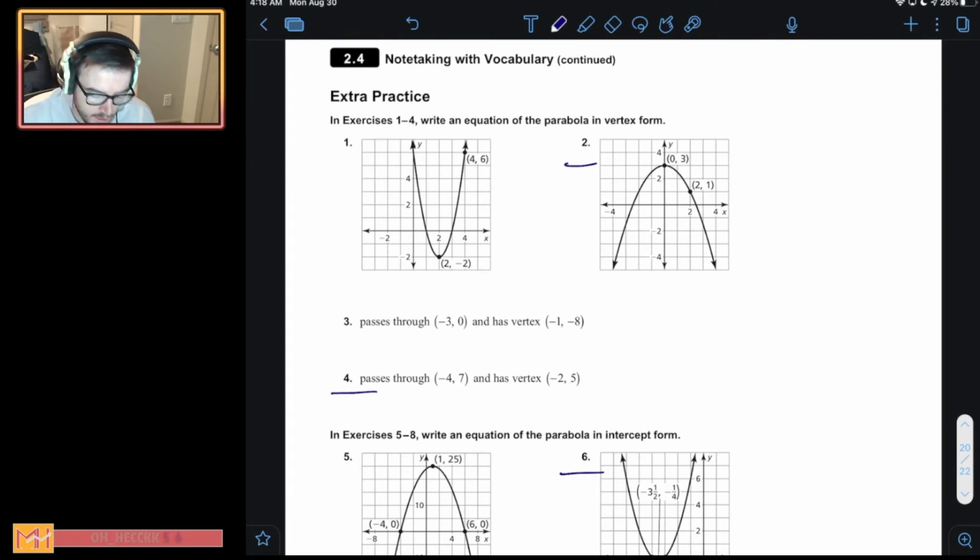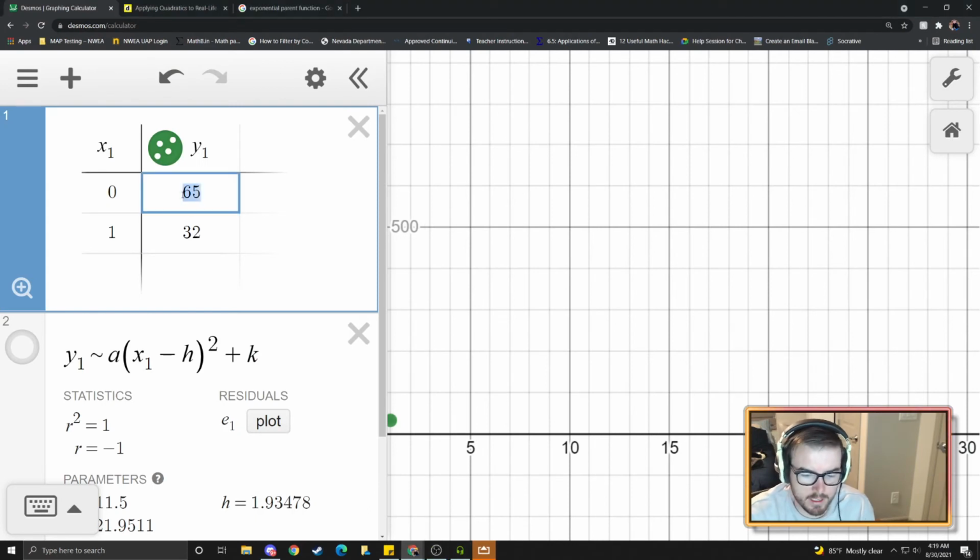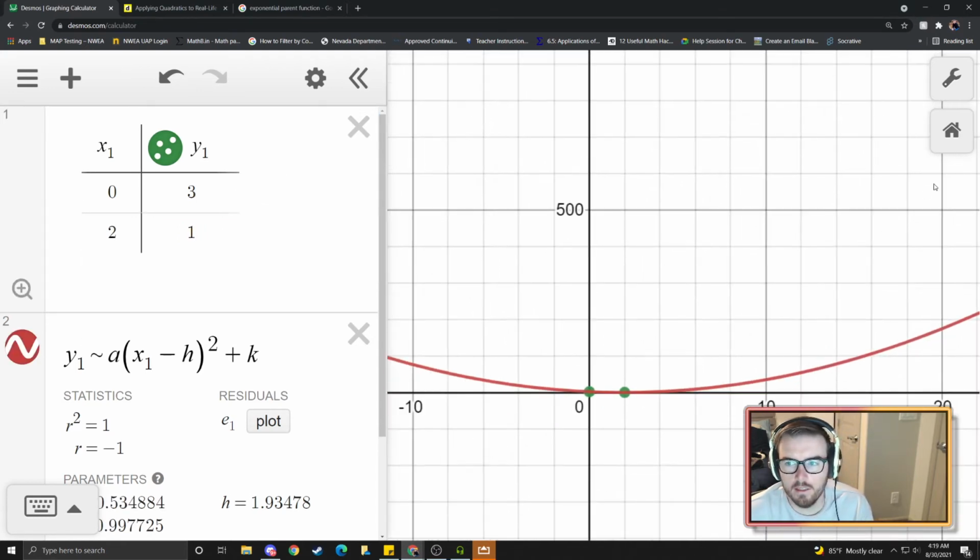Just like the lines, you just plug some points into the table and it starts predicting it for you. It's truly that simple. Okay? Plug some points into your table and it starts predicting it for you. So when I plug in my 2 points, (0, 3) and (2, 1), it starts predicting my parabola for me.